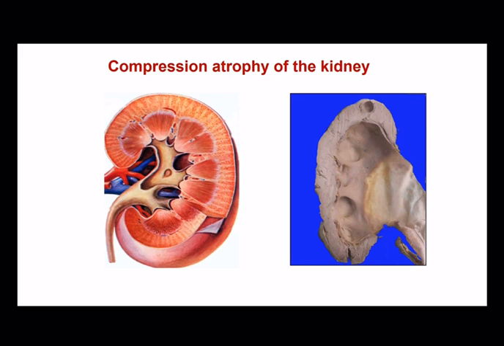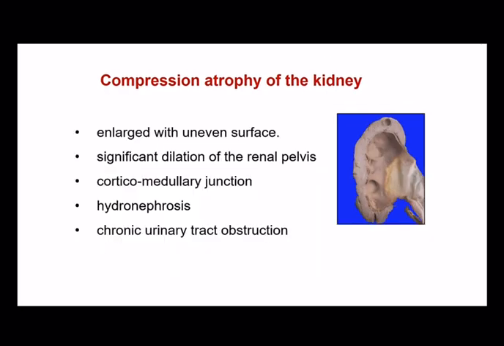It's usually caused by calculi or tumor in urinary tract. Obstruction of urinary tract leads to the poor drainage of urine. The increasing pressure in pelvis finally caused the atrophy of kidney. Now let's take a summary. The kidney is enlarged and has uneven surface. There is significant dilation of the renal pelvis. The cortical medullary junction has disappeared.